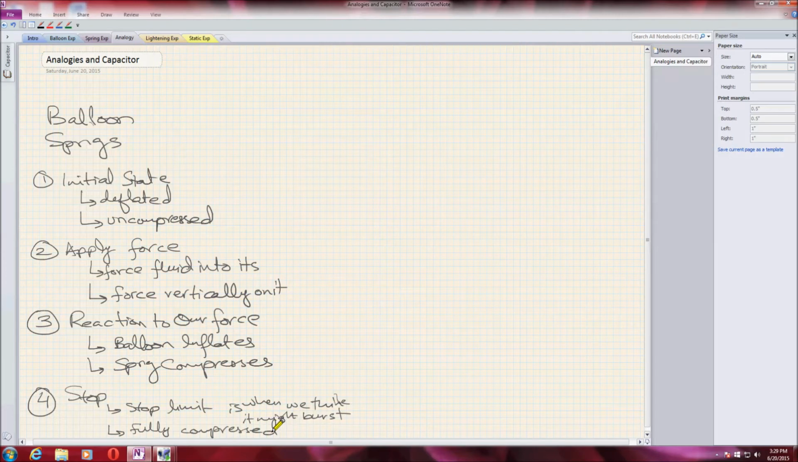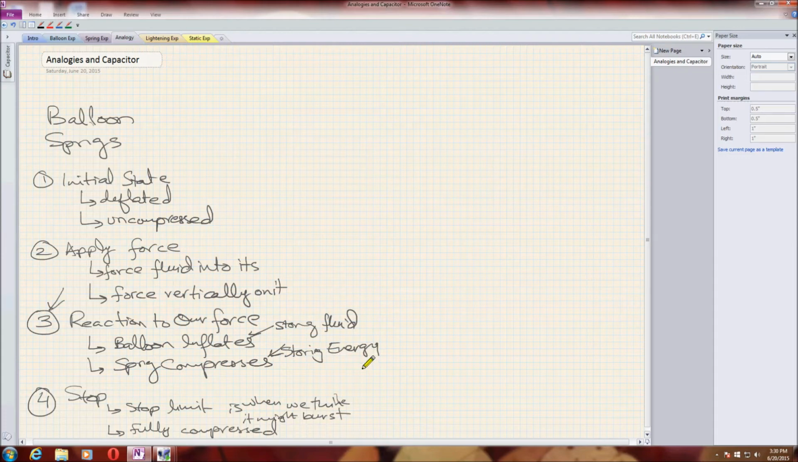I want you to give point 3 a little more attention. When we apply force and the balloon starts to inflate, we are storing fluid in the balloon, and that fluid is air, helium, or water. But in the case of a spring, we are storing energy in the form of potential energy. The more we compress the spring, the more potential energy we store in it. And the same goes for the balloon. The more fluid we put into it, the bigger it gets, the more it inflates. The size of it becomes large.